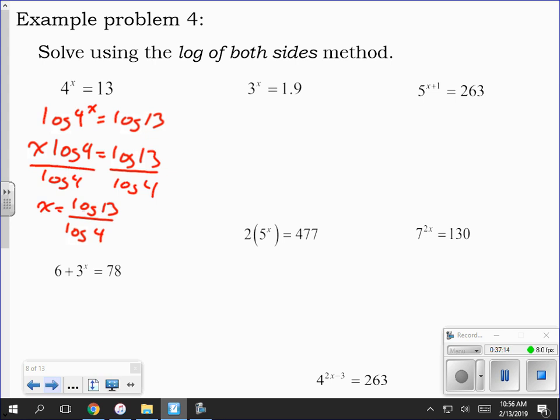Round to 3 decimals. Rarely is this a whole number. If this is a whole number or an easy fraction, you'd be able to do it some other way. So on your calculator, take the log of 13 and divide that by the log of 4. And you get 1.850. I got that.